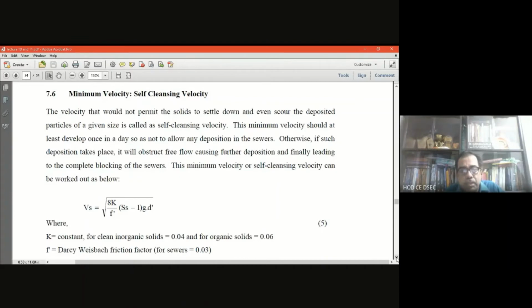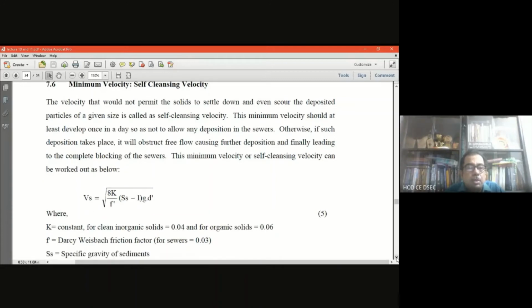And how is it calculated? The formula is given by Vs equal to, as I am showing you in my lecture, Vs equal to square root of 8K by f into (Ss minus 1) into g d. This is the formula I am just showing you, everybody.